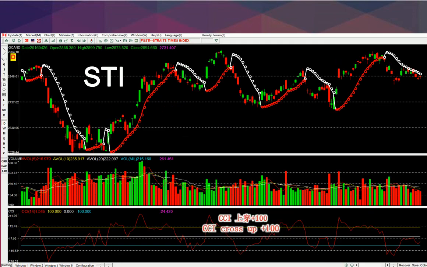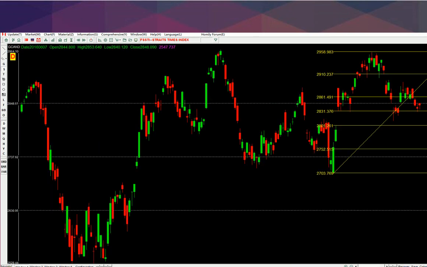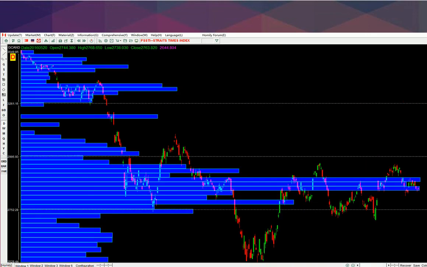Then we can see the next one. This one is the CCI. If we see the CCI cross up the 100, which means that the price may have some chance to go up, okay? So this one, we can use golden section to judge where is the support and resistance, and we also can use chip distribution to judge the support and resistance, because there are so many functions in home software which can help you to judge support and resistance and the buy and sell point and how to filter.